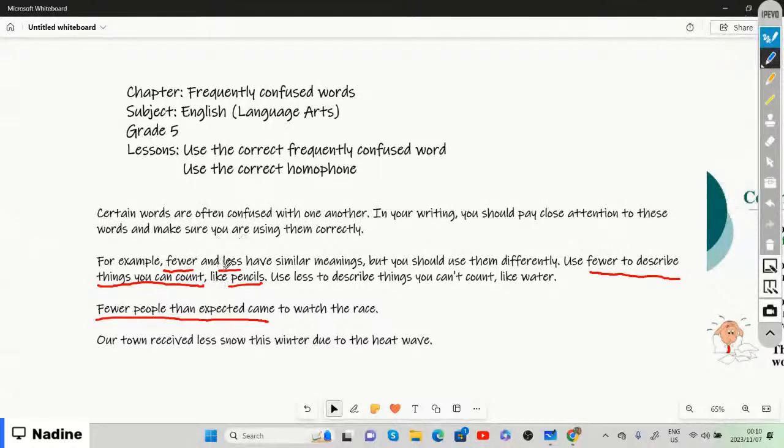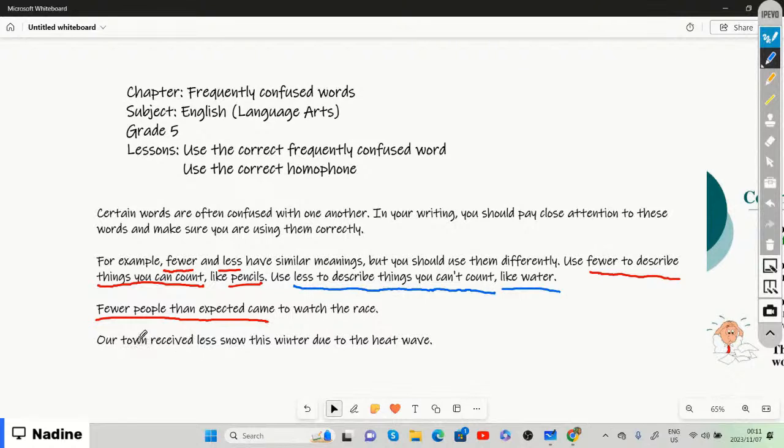Then we also have the word less. So fewer as well as less. As much as they have similar meanings, they are used differently. So we use less to describe things that you cannot count. For example, water, you cannot count.